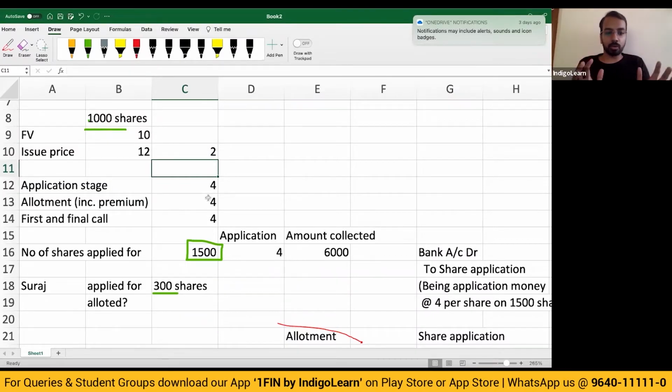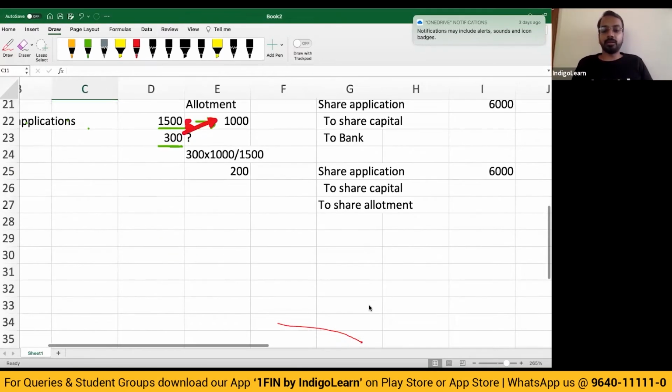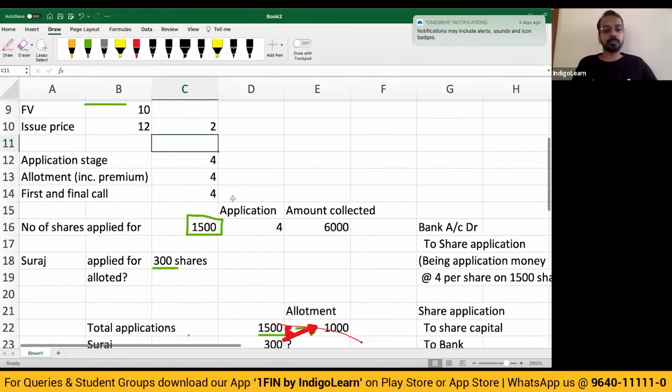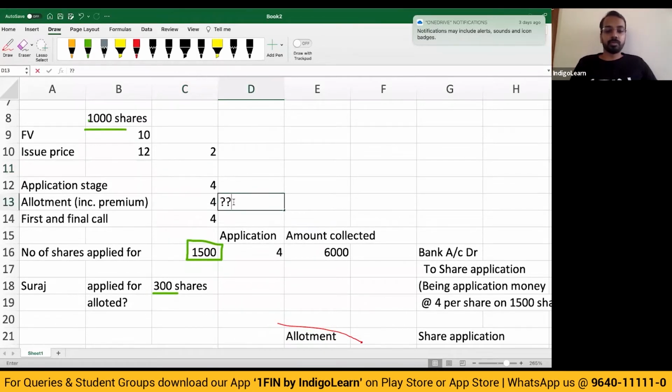Think of it coolly, calmly. We have allotted 1000 shares. Now we have to make an allotment due entry for 4 rupees. That allotment entry includes 2 rupees of premium. So what will be the entry? You can type it out in the chat box, or you can speak it out by unmuting yourself.